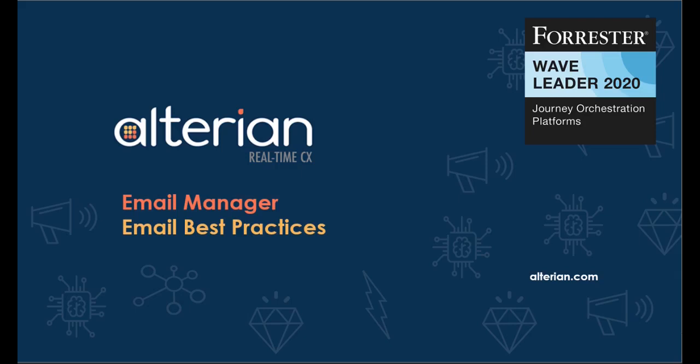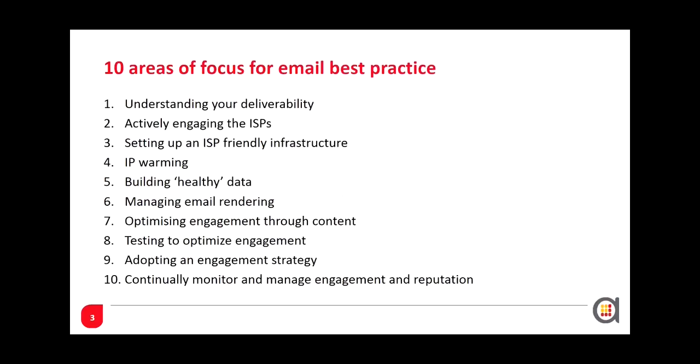So today we're going to talk about the 10 drivers for email performance. The 10 areas of focus are understanding your deliverability, actively engaging with ISPs, setting up an ISP-friendly infrastructure, IP warming, building healthy data, managing email rendering, optimizing engagement through content, testing to optimize engagement, adopting an engagement strategy, and the importance of monitoring and managing your engagement and reputation.